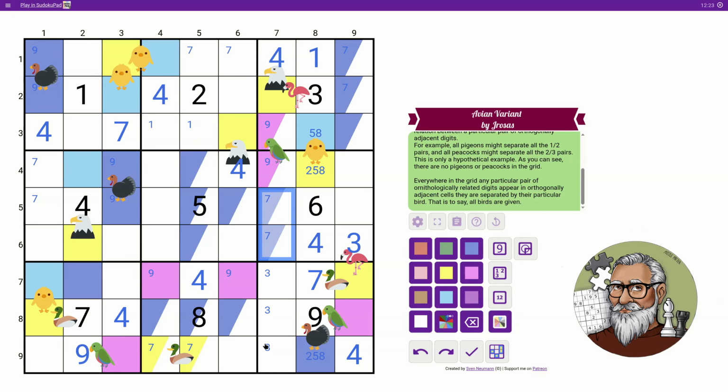Can I have 9 still here? I can, right? As long as it's not there, but I can have 9 in one of these. This would be 7 then. Oh, this isn't 7. So this one is 7 and it isn't blue.